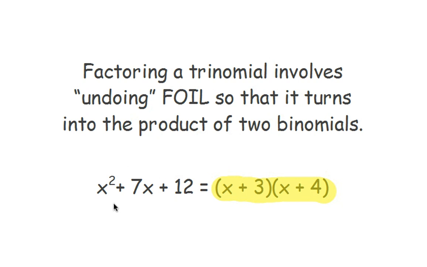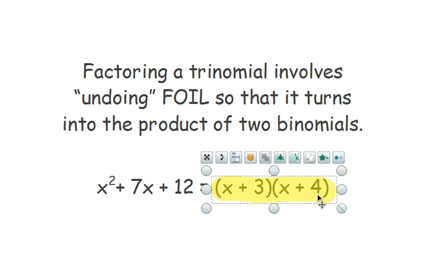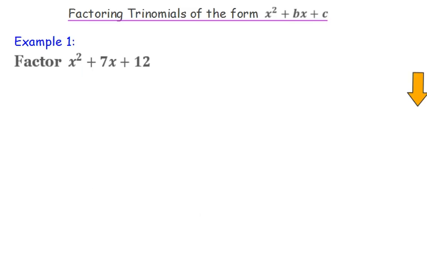Then after you learned about FOIL, you learned how to factor, and that just takes FOIL and undoes it. It basically does it in reverse. So you take this trinomial, and then you'd have to get from here and get to your factors over here. Find those factors that multiply to give you that trinomial. So let's take a look at an example.